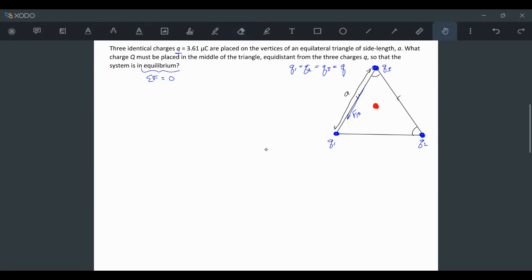Maybe get rid of this angle too, because I think we're going to need to draw all over this. Okay, so I think we're set.